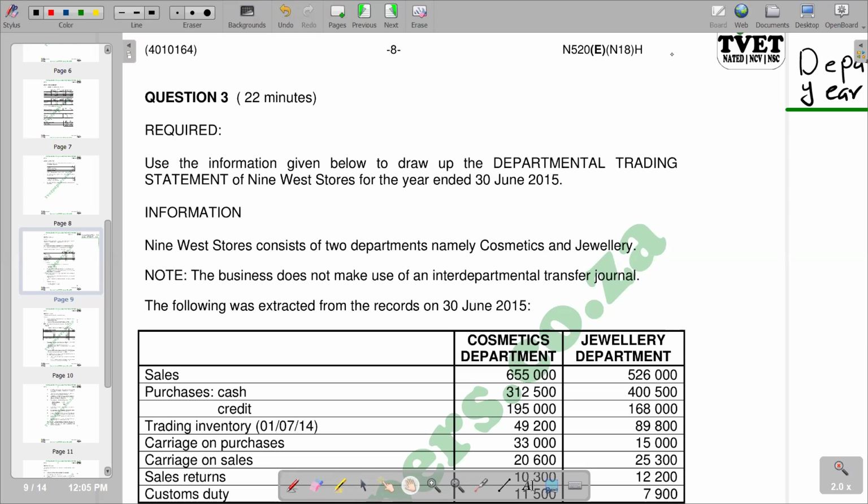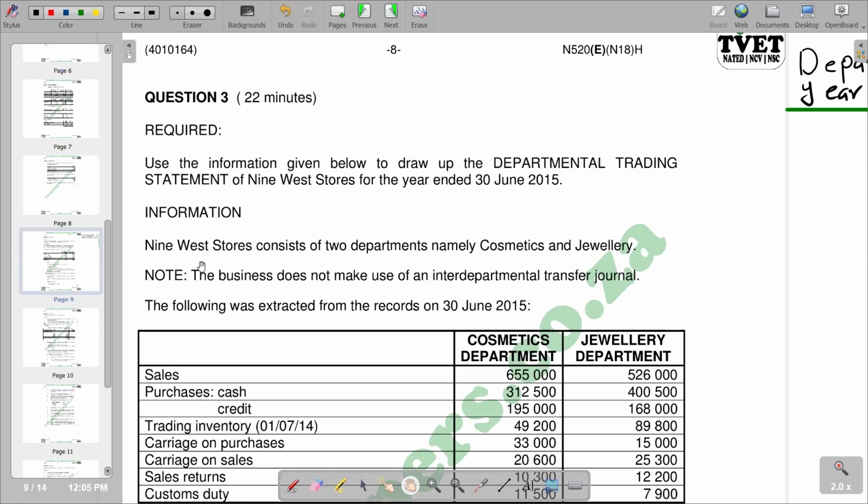In this video, we want to look at the preparation of the trading account. So we're going to look at question 3, and the question requires you to spend on average 22 minutes. The question reads: use the information given below to draw up the departmental trading statement of 9 Waste Stores for the year ended 30 June 2015.